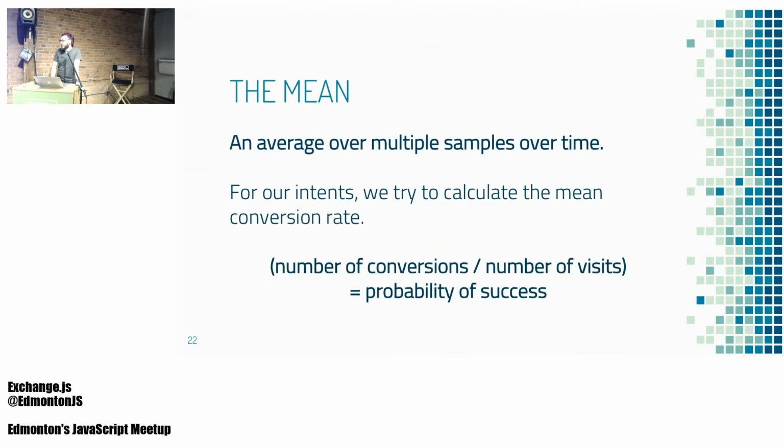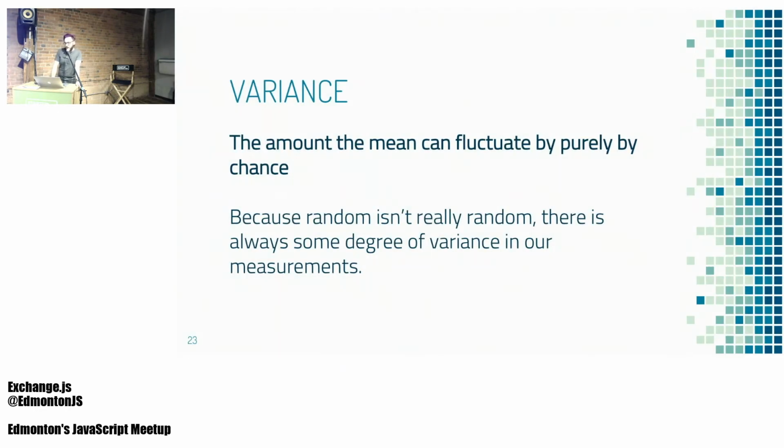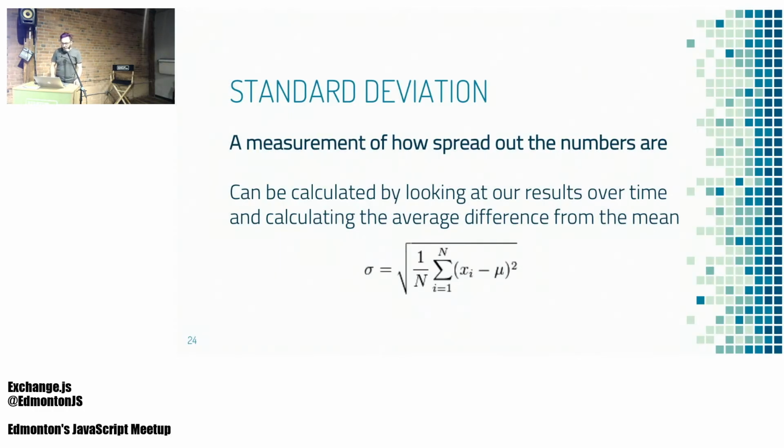So a mean, everybody knows what a mean is, I hope. It's just an average over a period of time. In this case, you're looking at conversions over a period of visits. You have some probability of success. The thing is that there's going to be some variance in that mean. So every day there's a different probability of that number being higher or lower than the actual mean. It's a phenomenon in statistics. So the only way to tie that together is by having more and more samples, right? This goes into your standard deviation.